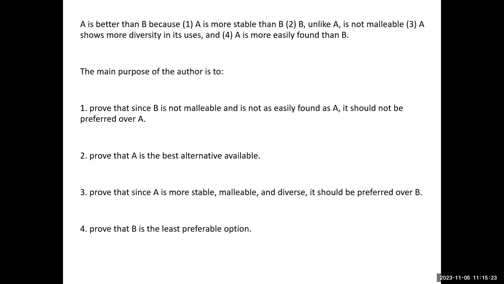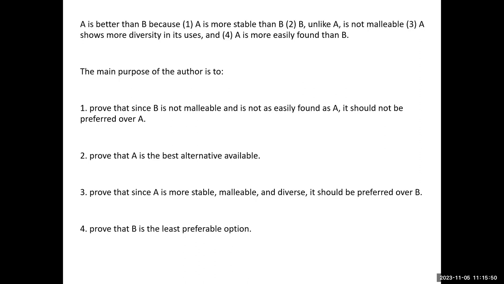The question is, what is the main purpose of the author? Can I mark number 1 as the answer? The main purpose is to prove that since B is not malleable and is not as easily found as A, it should not be preferred over A. So he has only given 2 of the above statements, so I think it shouldn't be this one.